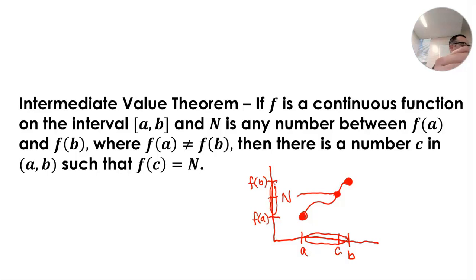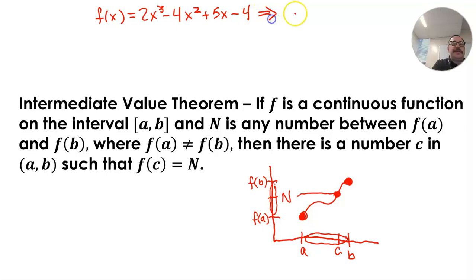So let's see what we have to do here. We have f of x equals 2x cubed minus 4x squared plus 5x minus 4. And what we'd like to show is that there exists some value between 1 and 2 such that f of that value equals 0. We'll call that value c. Okay.